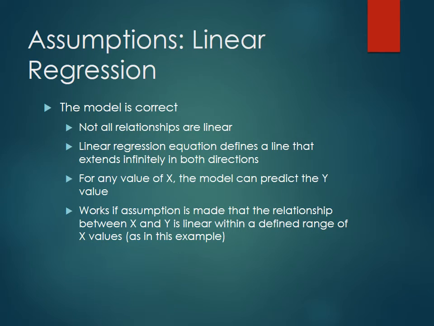Okay, so the assumptions that we're going to be making when looking at these linear regressions is that the model is correct, hopefully. And again, not all relationships are linear. We're going to talk about non-linear regressions that do not follow this. And again, the linear regression equation defines a line that extends infinitely in both directions, using that line formula that we saw, y equals mx plus b. That makes sense. And for any value of x, the model can predict the y value. So that's the assumption you're making when you produce that model, that the relationship between x and y is linear within a defined range. So in this example, even though the line goes infinitely, you can't have a negative value for insulin sensitivity. That doesn't really make sense at that point. So really, you're making the assumption that it works within this biological area of possibility.